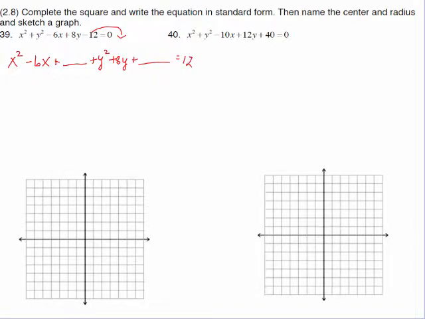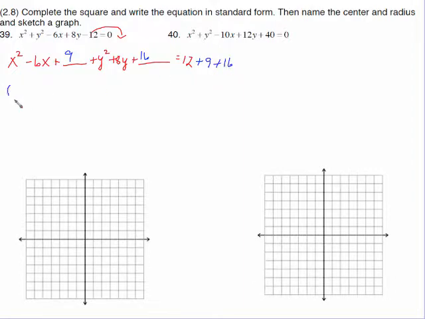What goes in the blank is what completes the square. To find out what that number is, we take half of the middle. Half of 6 is 3, squared is 9. Be sure you add it to the other side. Same steps here. Half of 8 is 4, squared is 16. Add it to the other side.